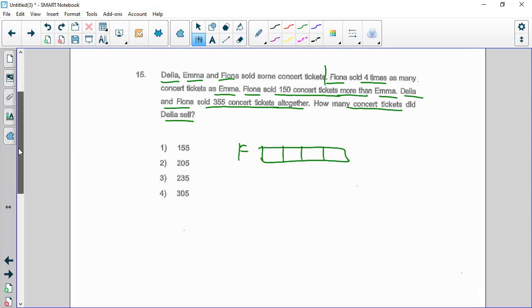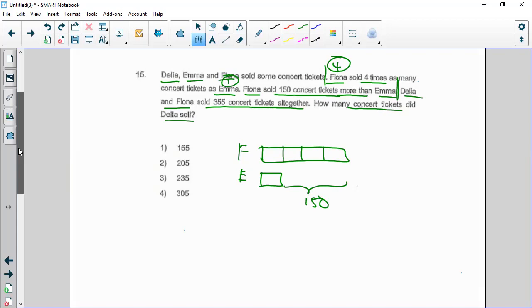So 4 boxes, right? Because Fiona sold 4 times as many as Emma. So Emma must be 1 box. Okay, and then Fiona sold more than Emma, so 150 more than Emma. So you continue to add on to your model and you draw until here already, right? No solving.